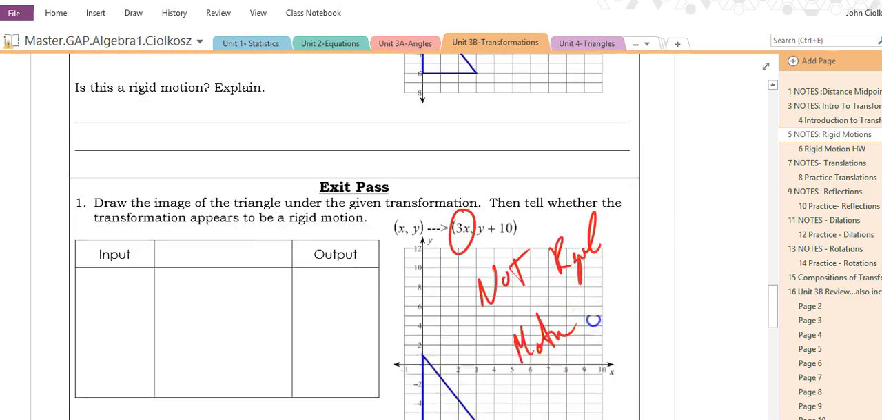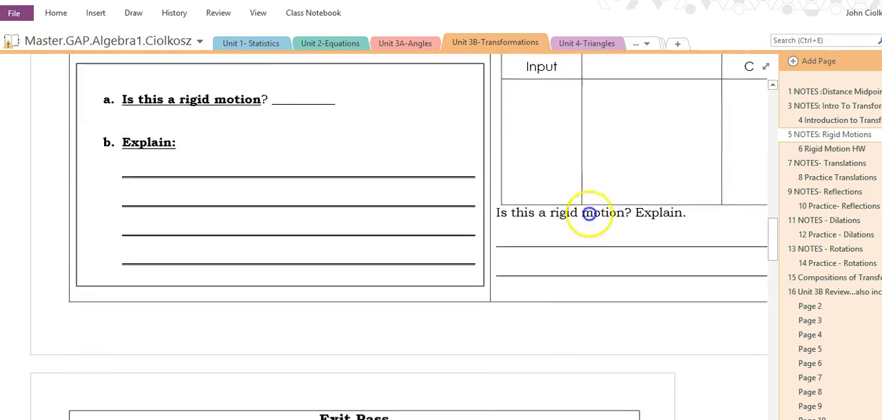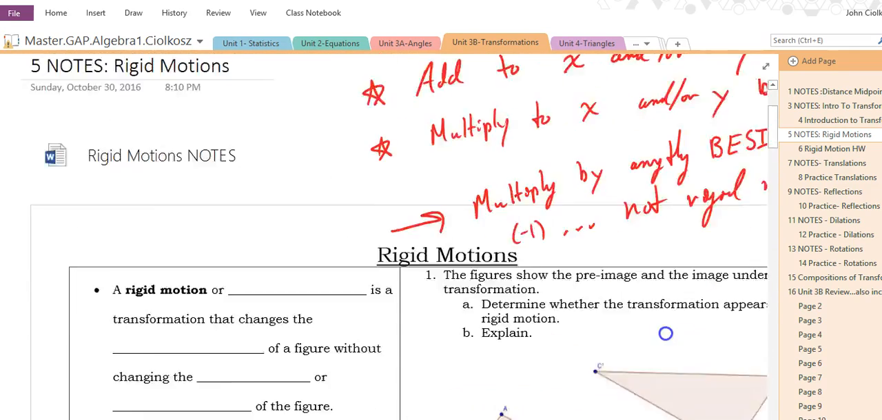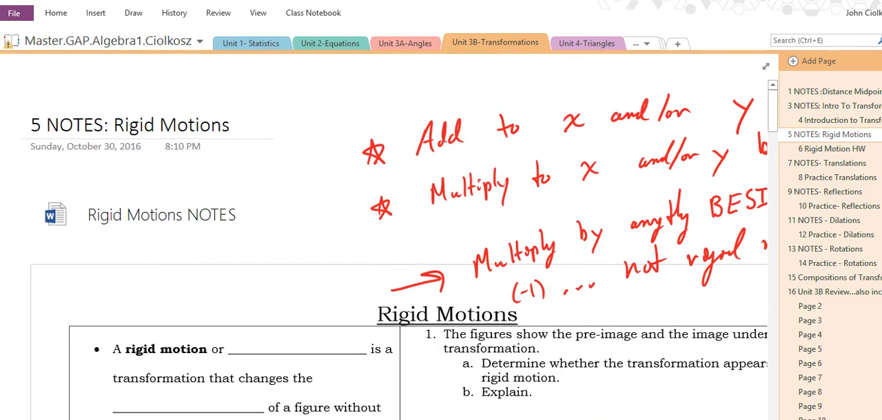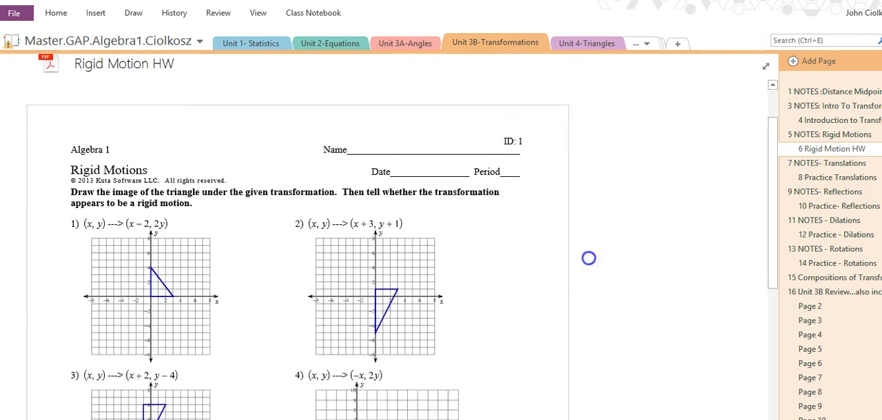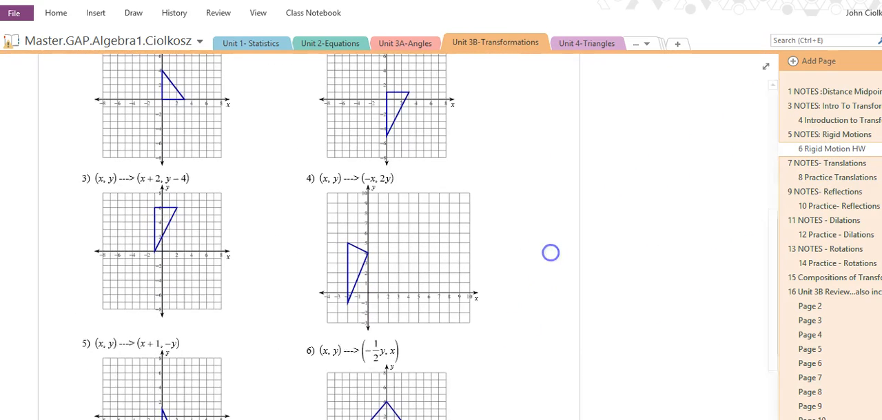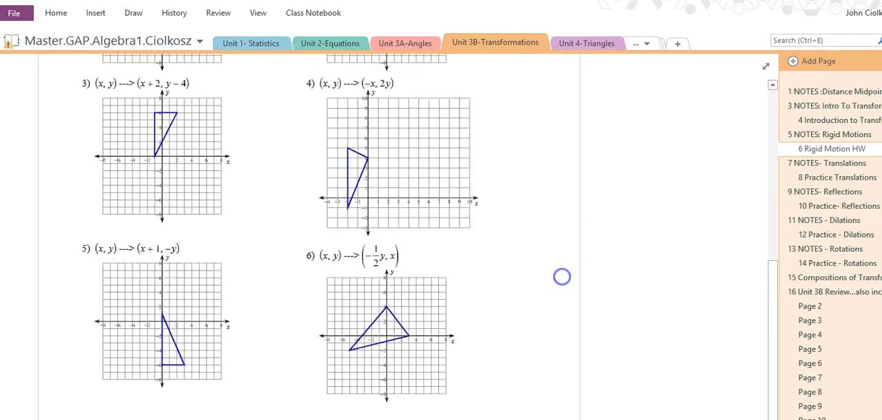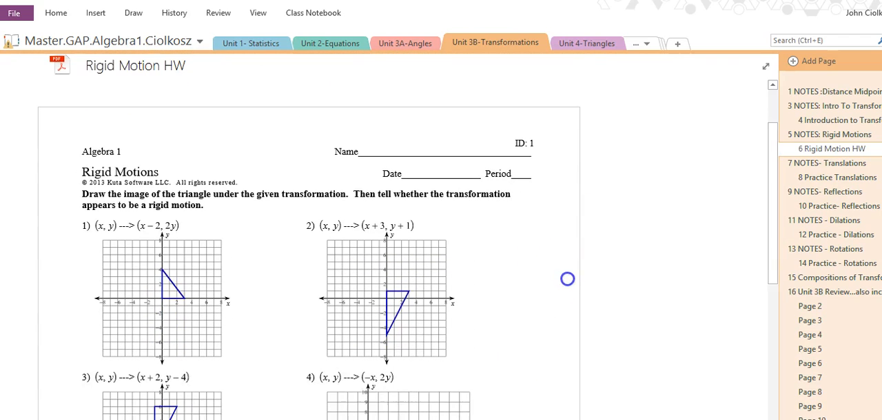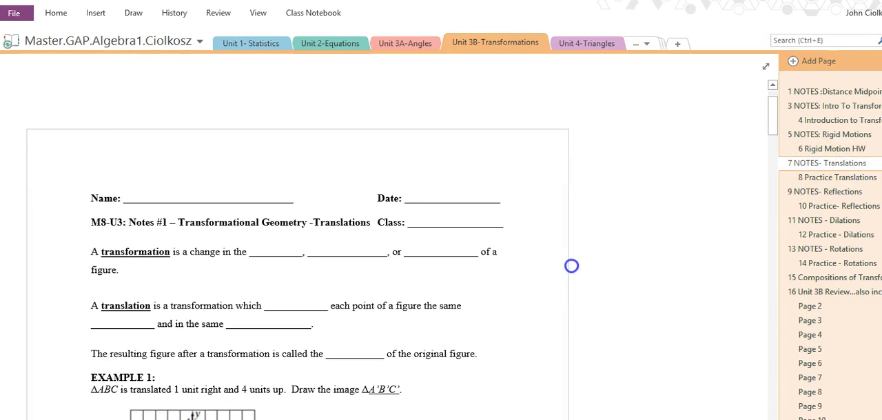And it looks like I forgot to copy in a few problems, so let's not worry about those. With that, we've completed notes 5. For 6, work on going ahead and plotting these as well, and then you're going to tell me is it rigid motion or not. From here, we are on to 7.